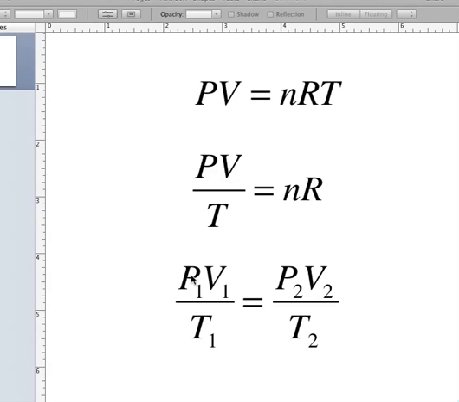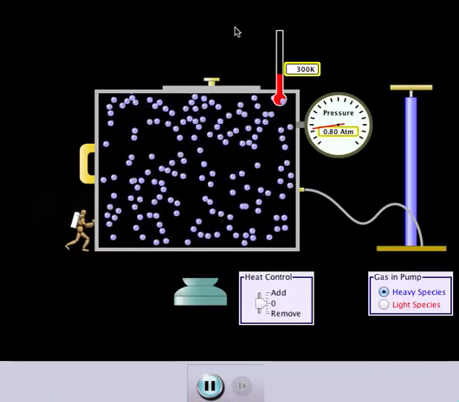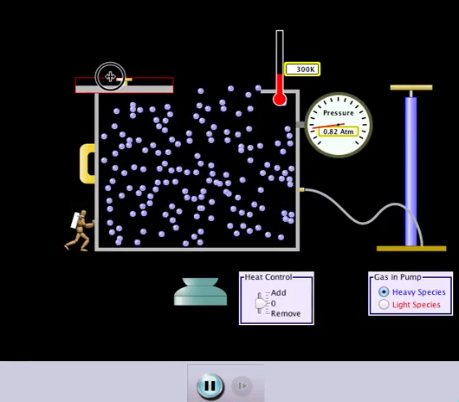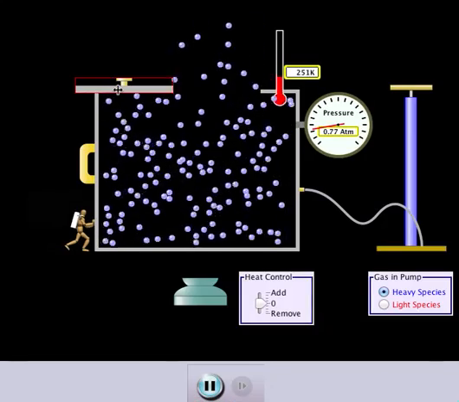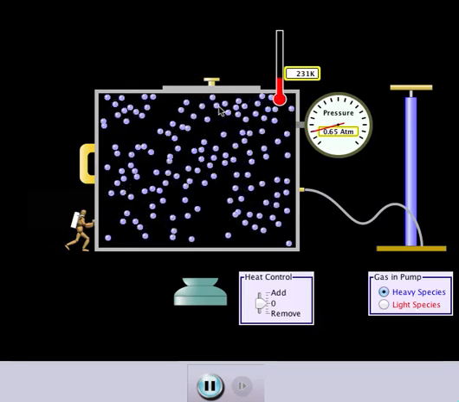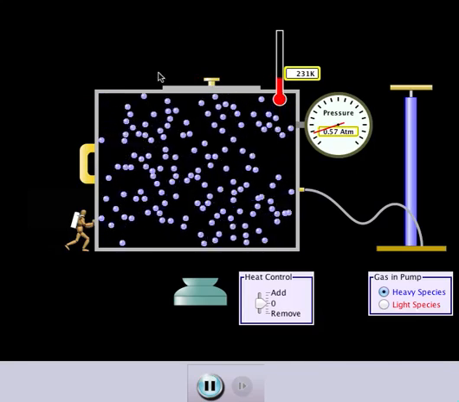Sometimes it's easier to write P1 V1 over T1 equals P2 V2 over T2, where 1 and 2 represent two different times when we're measuring the properties of the gas. This formula only works if the number of molecules is constant, so we have to make sure that when we do this we have a closed container. If molecules are able to escape from the container, then P1 V1 over T1 no longer applies.